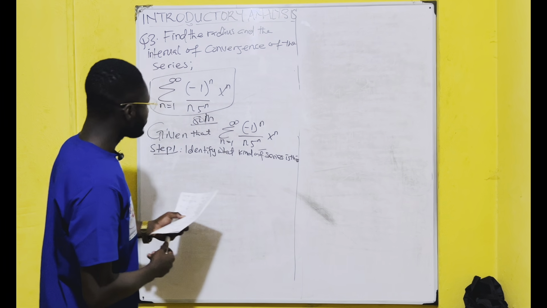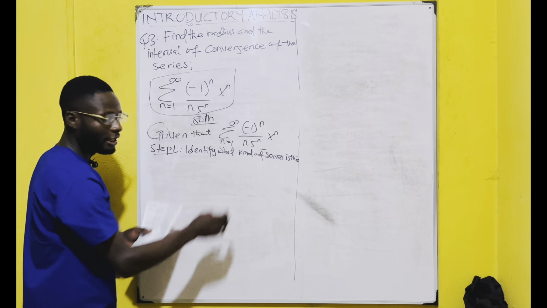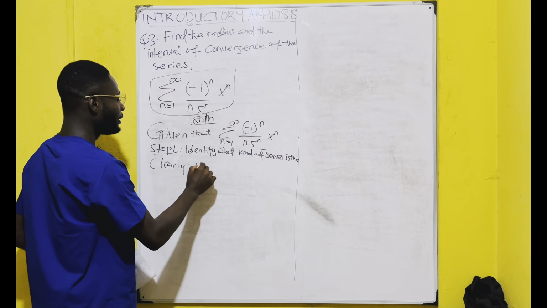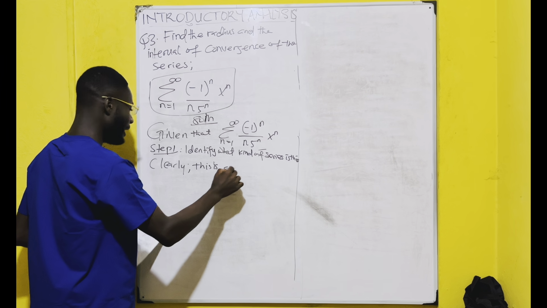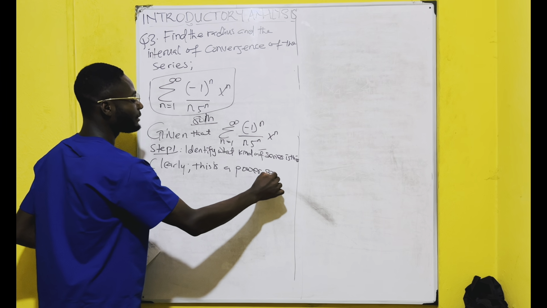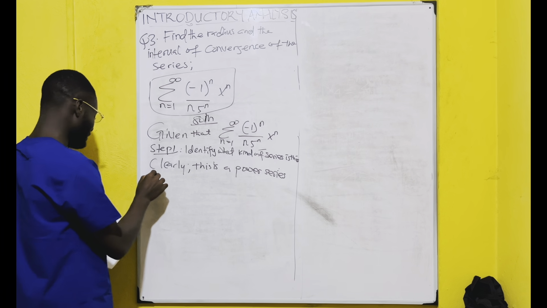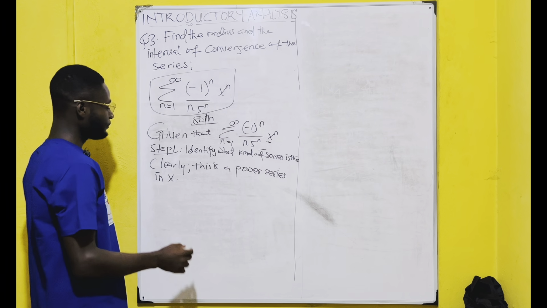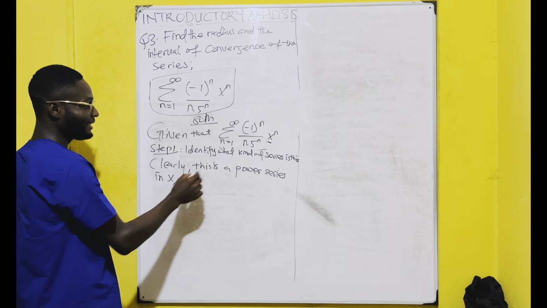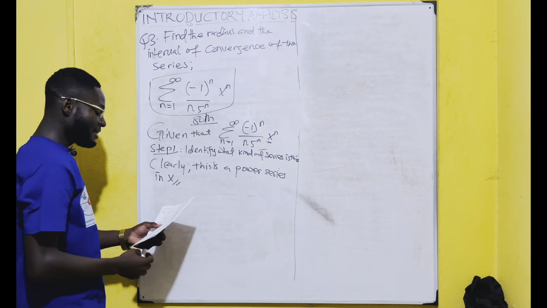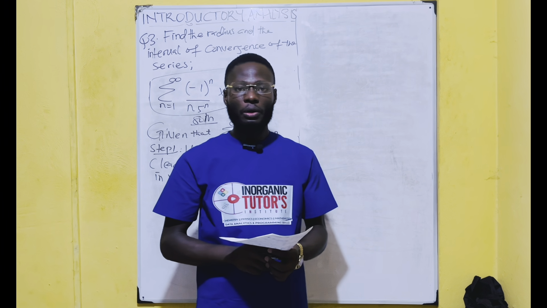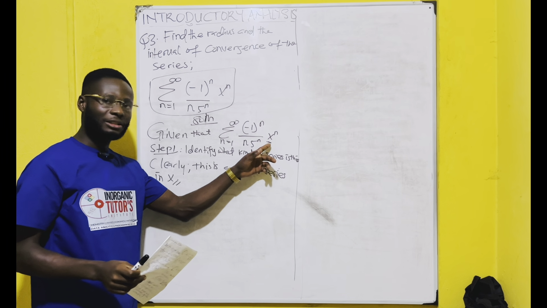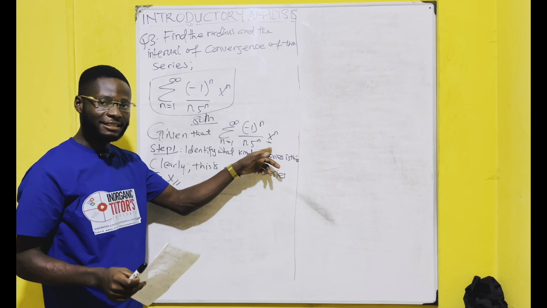Clearly from here, this is a power series, right? This is a power series in X, right? This is a power series in what? X. All right. So once we have been able to know that this is a power series in X, then what can we do? How do we know that? How did we know that this is a power series of X?